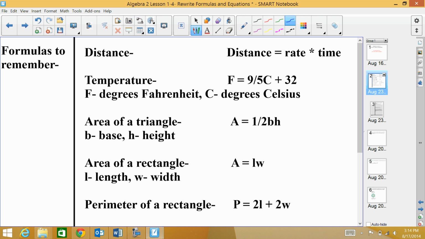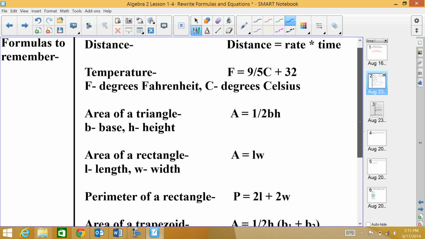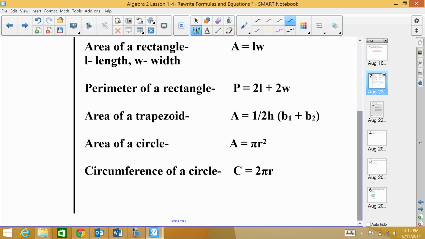Area of a triangle is 1/2 base times height. So B is the base, H is the height. Area of a rectangle equals length times width. Perimeter of a rectangle is 2 times the length plus 2 times the width. And that's an L, it's not 21, it's 2L plus 2W. The area of a trapezoid is 1/2 times the height times base 1 plus base 2 added together. So you would add those first and then multiply it in.